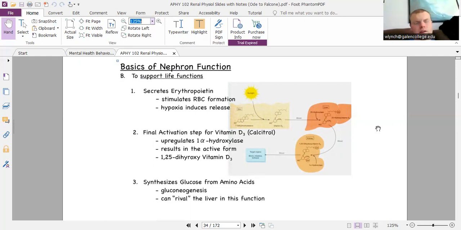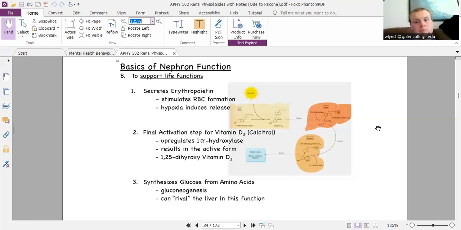We also have the final activation step for activated vitamin D, which is calcitriol, right? This is going to be through a 1-alpha hydroxylase enzyme. And that enzymatic conversion is going to result in the active form, which is 1,25-dihydroxycholecalciferol.